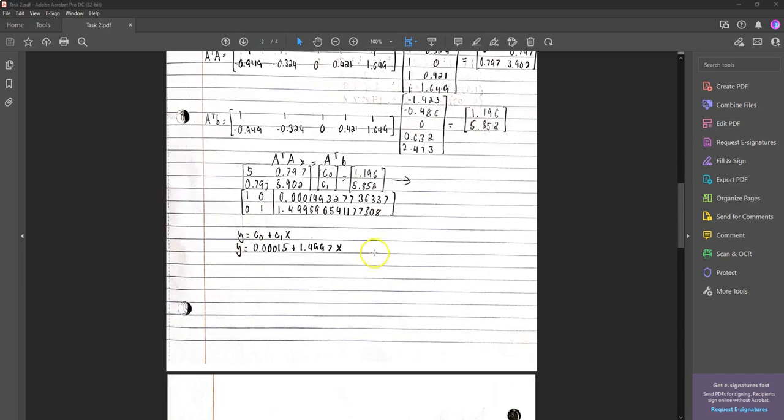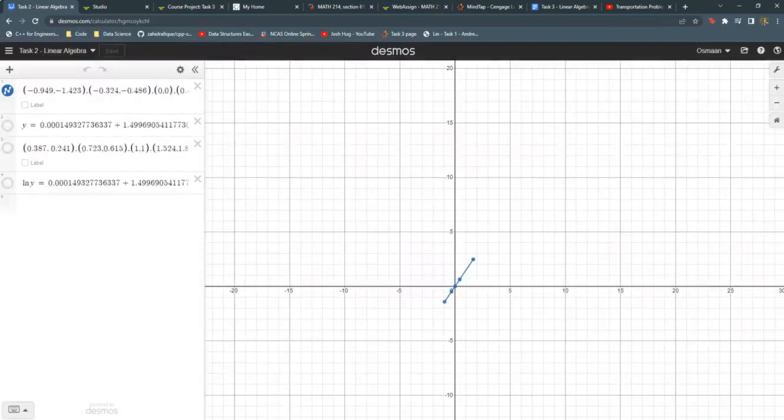We end up finding this line after creating the augmented matrix and putting it into RREF form. Graphing it on Desmos, it's clear that the estimated line fits the points.